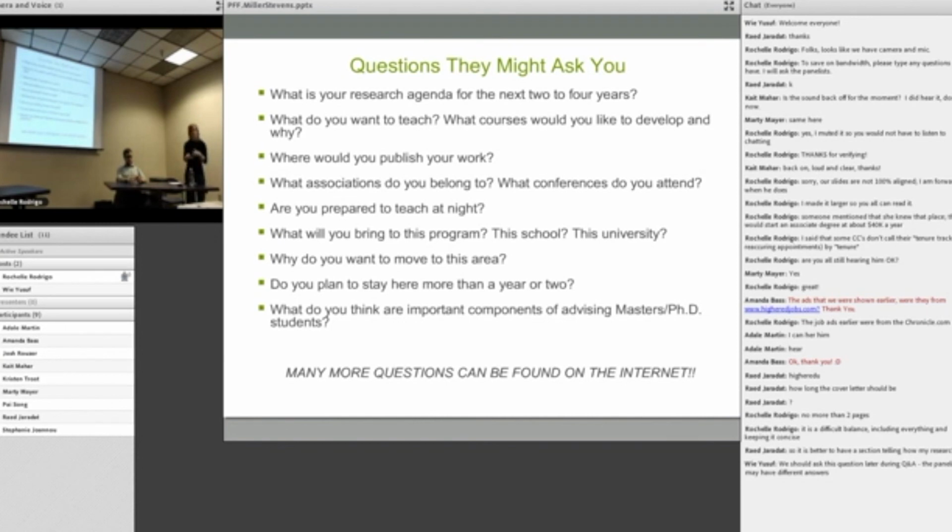You're prepared to teach at night. What will you bring to this program? Why do you want to move here? Do you plan to stay here more than a year or two? And that question puts you on the spot, so you need to be prepared for that. And what do you think are important components of advising?